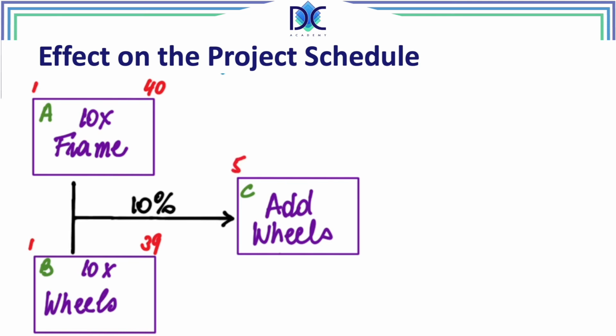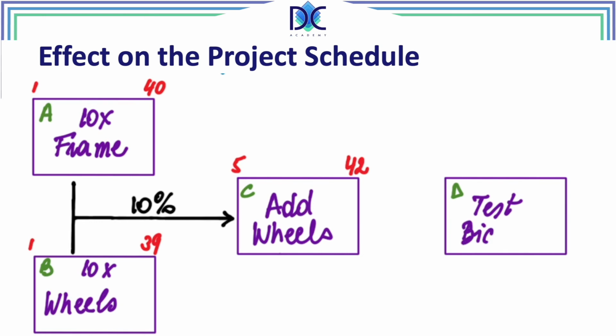Now we continue here. We can start adding the wheels to the frame after minute 5, from minute 5, and we add the wheels till the end of the project, which is minute 42. That's the last time that we are adding wheels to the frame. And finally, we have activity D.